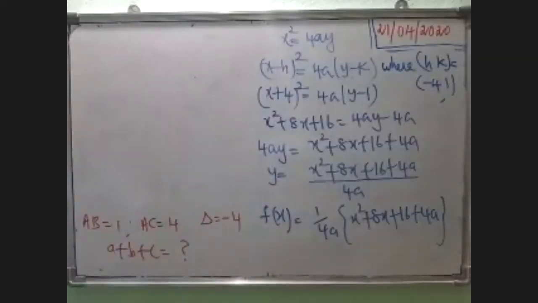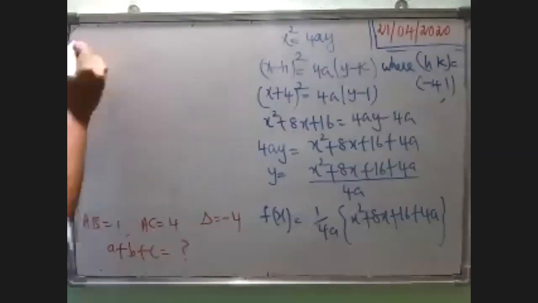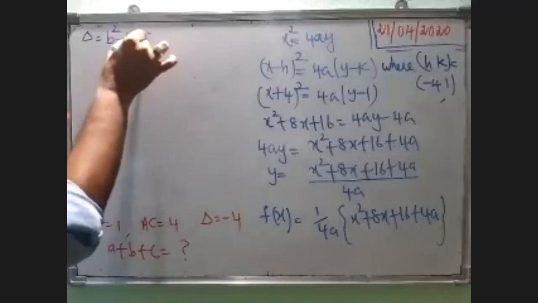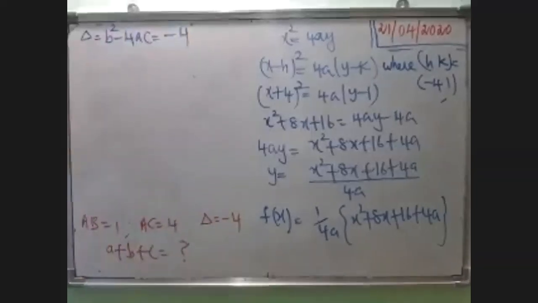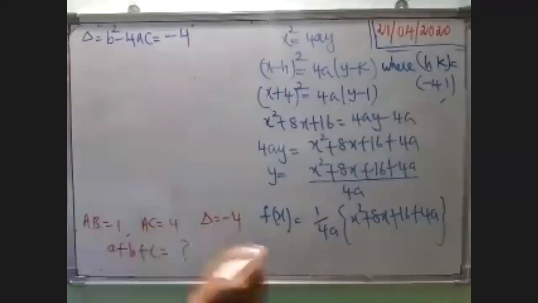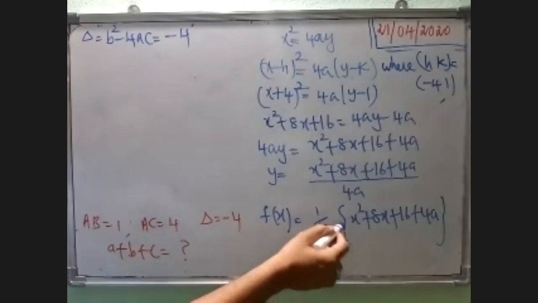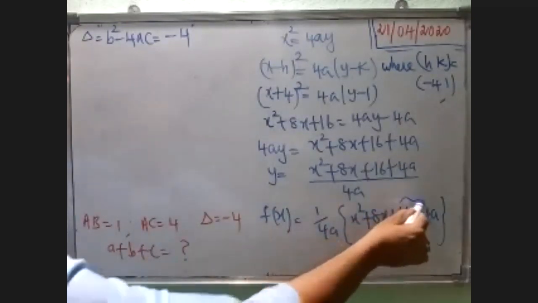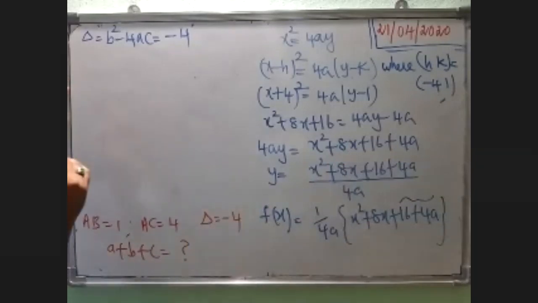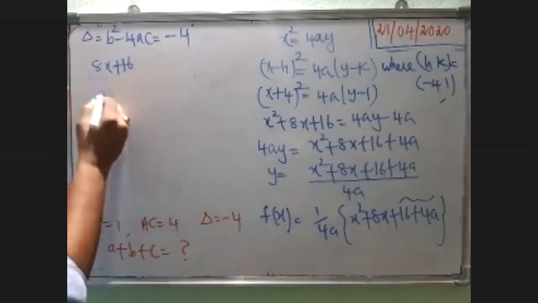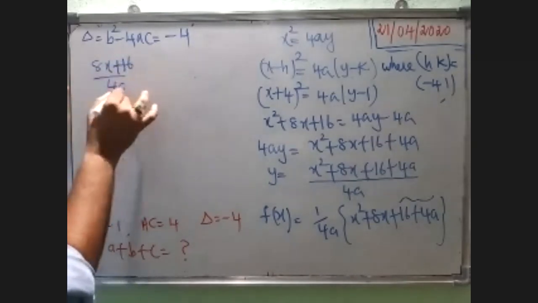Okay. What is given? Delta equal to b square minus 4ac equal to minus 4. Now what is b square? b square is 8 by 4a. Here the a value is 1 by 4a. So b square is 8 by 4a whole square. This is the c value. So b square means 8x plus 16 by 4a whole square.